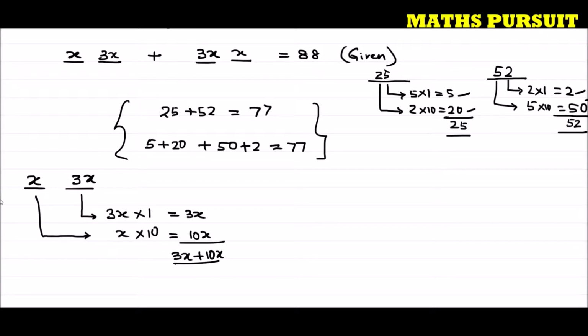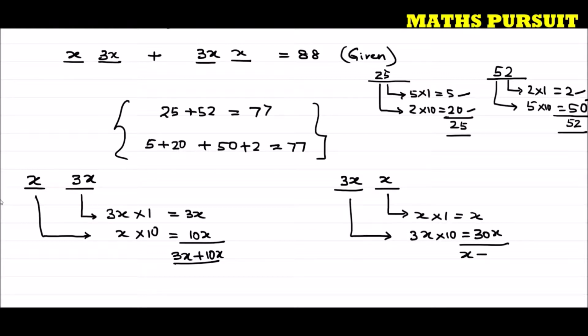Now similarly, when we interchange the numbers, that means 3x and x, I can write the numbers as: x is now in the unit place, x into 1 is x, and similarly 3x is in the 10s place. So 3x into 10 is equal to 30x. And when we add this together, we will get x plus 30x.